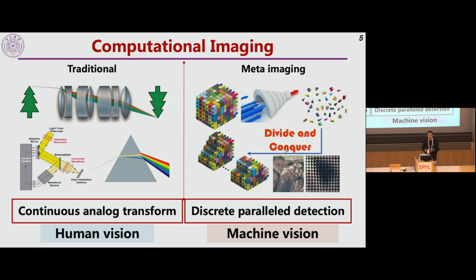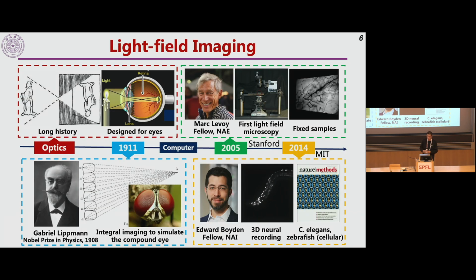Traditional optics is highly reliant on the basic concept of what you see is what you get: every point in the sample needs to be relayed by the imaging system to a point on the sensor. But now that we have sensors and detectors, such as PMTs and different kinds of detectors, we can use computational imaging methods to solve this problem. What we do here is use light field imaging. It was first proposed by Gabriel Lippmann in about 1911, then called integral imaging, and first applied in microscopy by Marc Levoy in 2005, who developed the first light field microscopy, but for static samples.